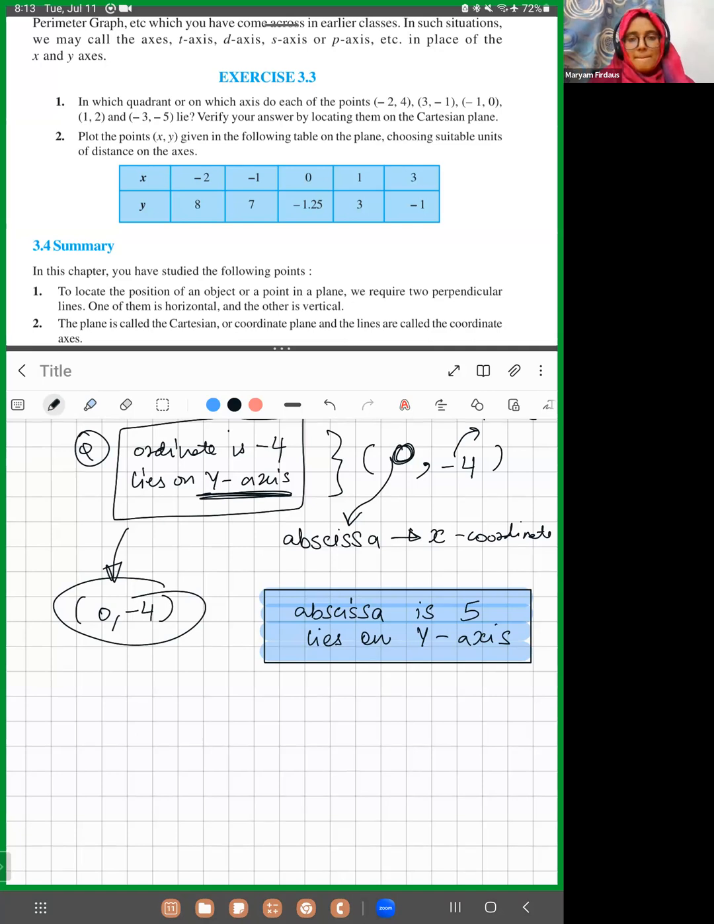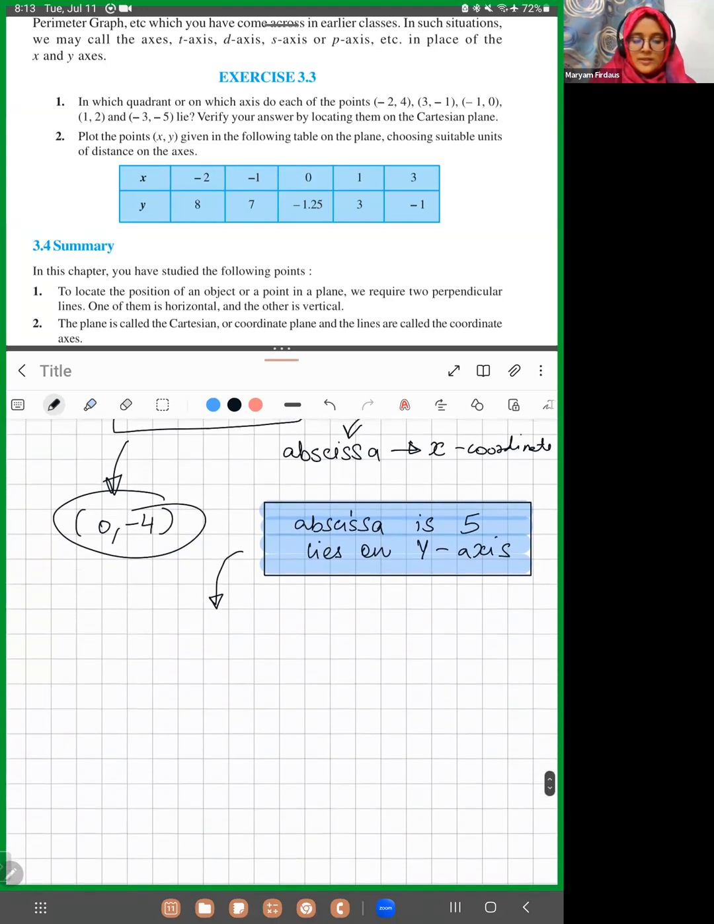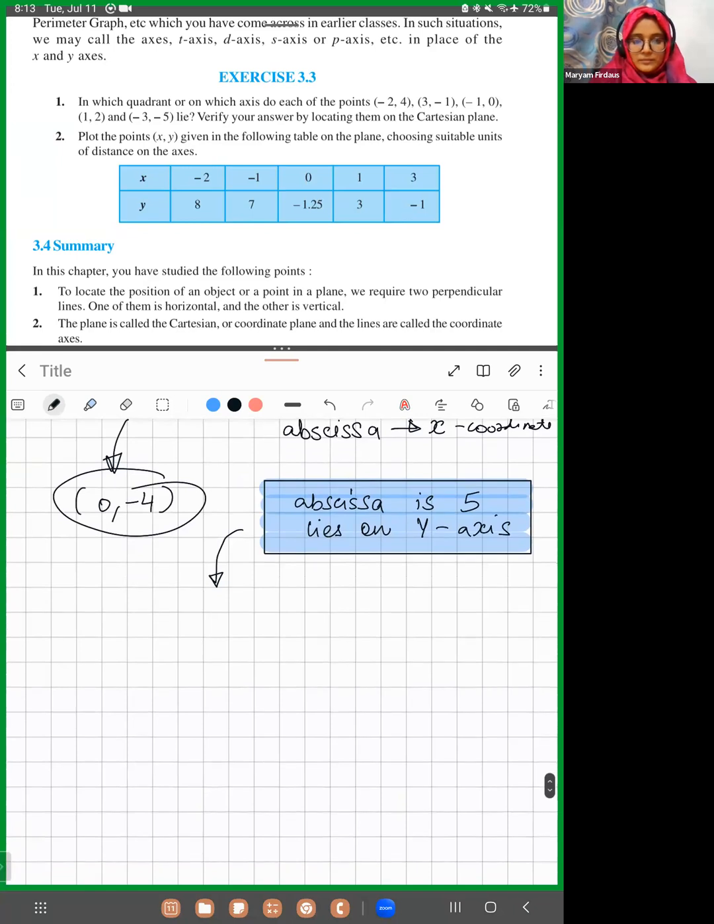Ma'am, it is possible. Okay. Then what are the coordinates? 5, 0, comma 5, 0. And Abdul Rahman is saying what? 0, comma 5. 0, 5. Okay. Now, any other answers? Zain, Abdul Jabbar.